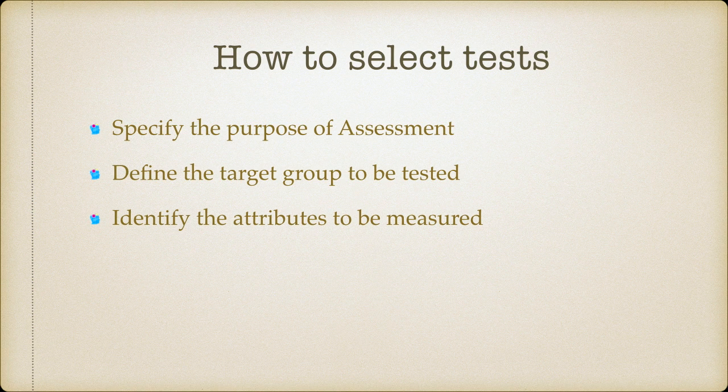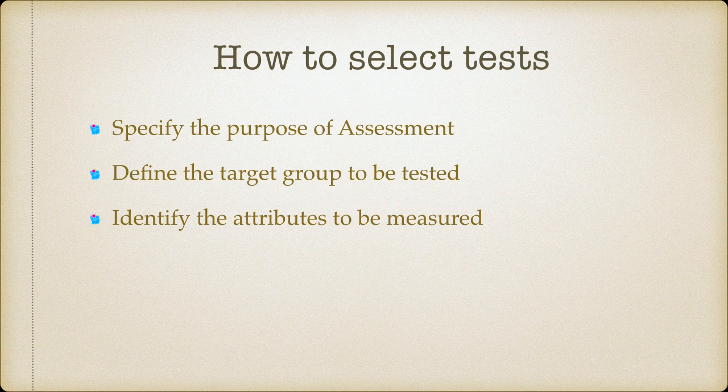For example, if purpose is career guidance and target group is high school students, you need to know what are the attributes which have an impact on career effectiveness and satisfaction in the long run. This information doesn't come from studying what your target group does. Instead, it comes from the research about what makes people effective and satisfied in their careers. In all cases, you need to have a well-defined list of attributes you want to measure before you start looking for the test.